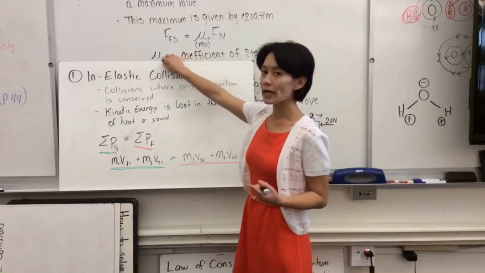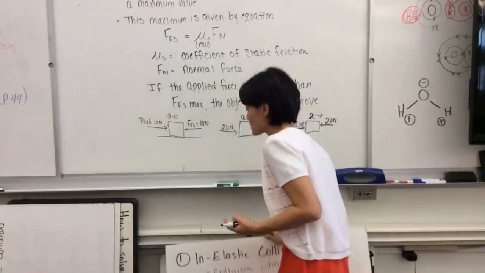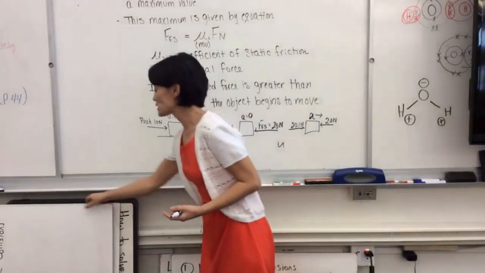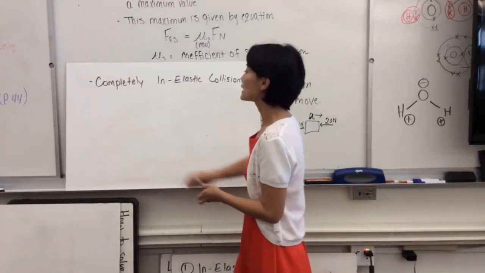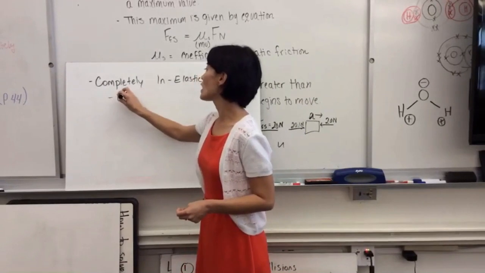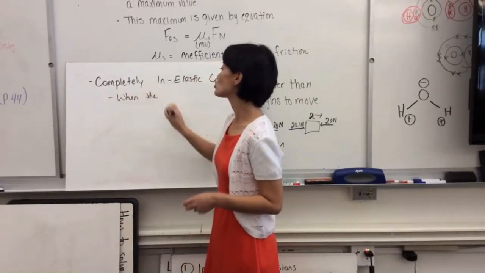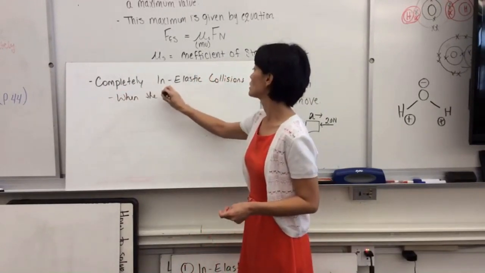Now there's one kind of inelastic collision that is special, and it is called a completely inelastic collision. With a completely inelastic collision, this is when the two objects stick together after the collision.